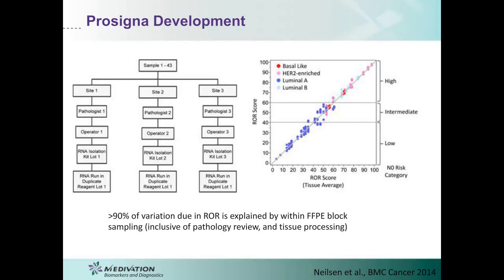Another experiment that was performed was to take a larger pool of samples and assay them at 3 independent sites with independent pathologists, operators, RNA isolation kit lots, and then run in duplicate. And so for each of these, we're seeing on the right the resulting risk of relapse score relative to the tissue average on the x-axis. So there should be stacks of points representing each individual sample, and you can see that within each vertical stack of points, there's very little variation, only a couple of ROR units across these 3 completely independent runs of this very large sample set.